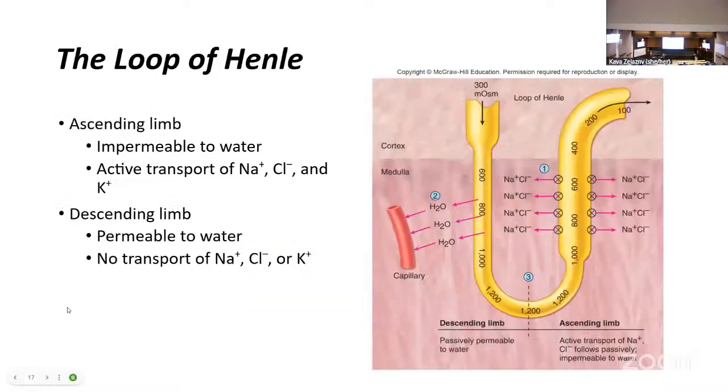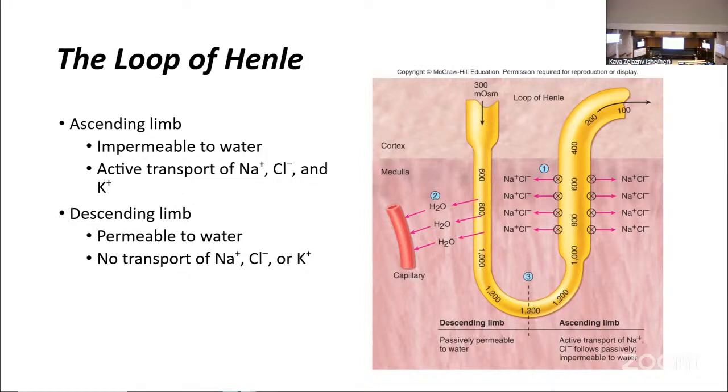So the ascending limb of our loop of Henle is one of the first things we should focus on, even though it's the second place that our fluid is going to flow. The reason we're focusing first on our ascending limb is because this is what's setting everything up. So here we can see that in the ascending limb, we have active transport of sodium and chloride, not drawn on here, but also potassium.